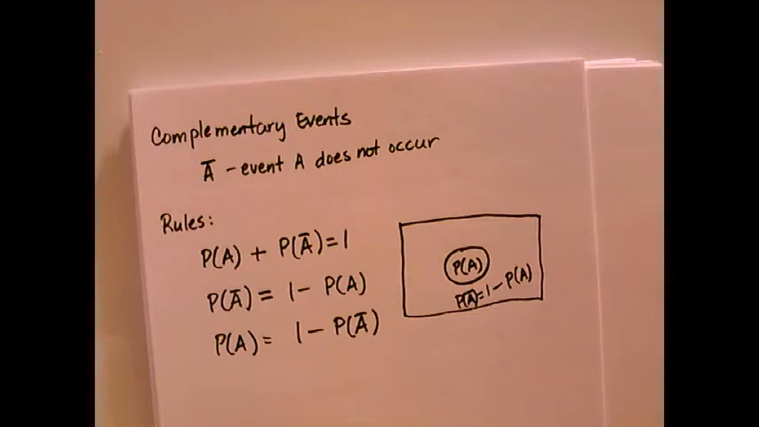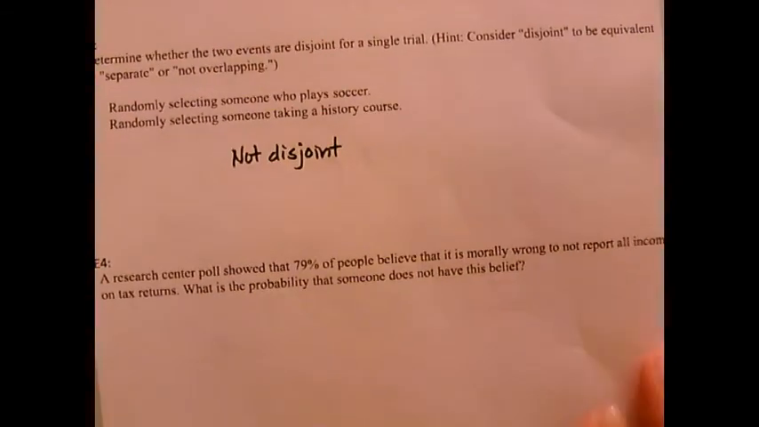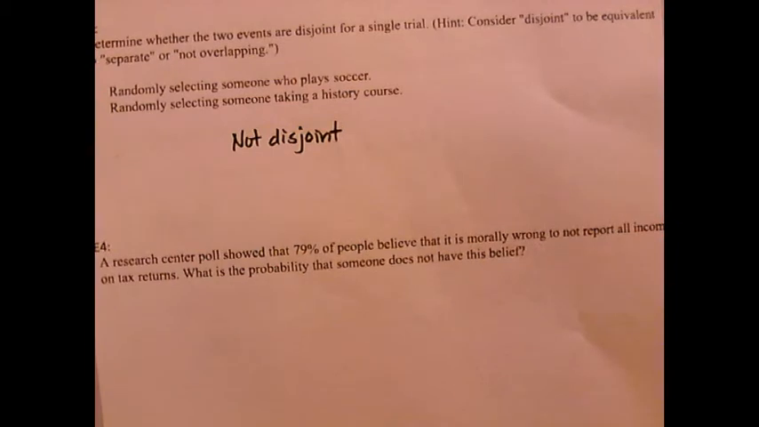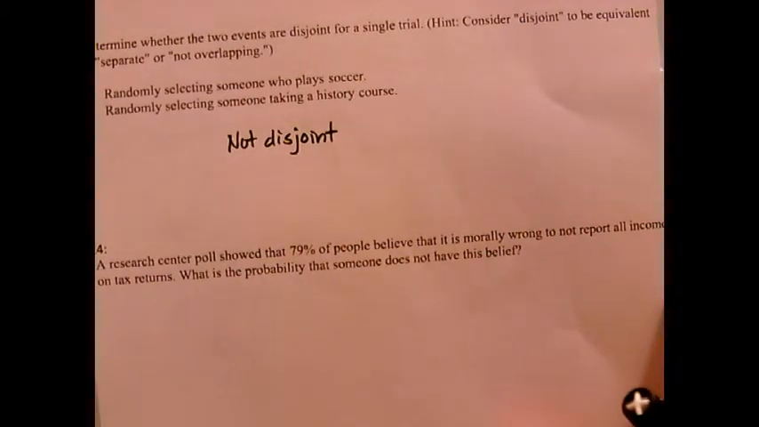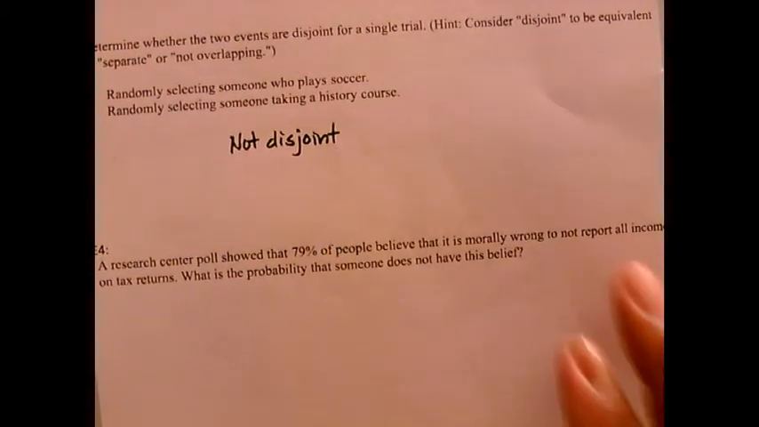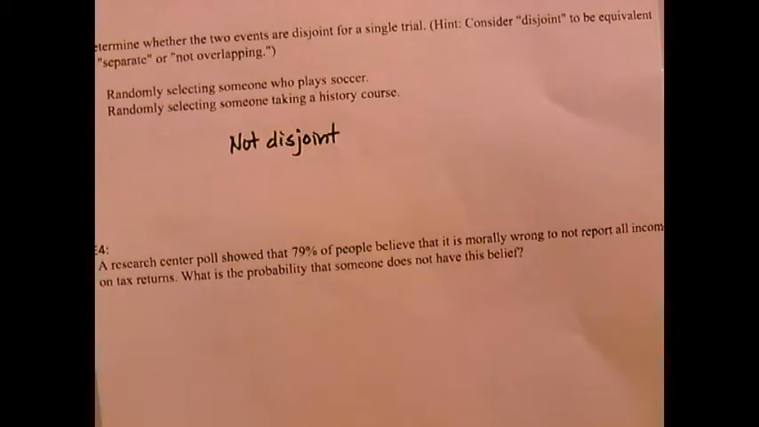Okay. Now let's look at some examples that follow the formal addition rule that I just introduced. Well, before that, let's look at this example that deals with the complement. A research center poll showed that 79% of people believe that it is morally wrong to not report all income on tax returns. What is the probability that someone does not have this belief?